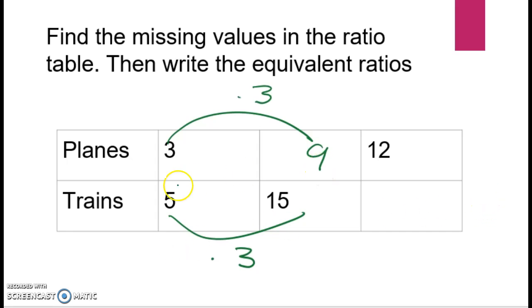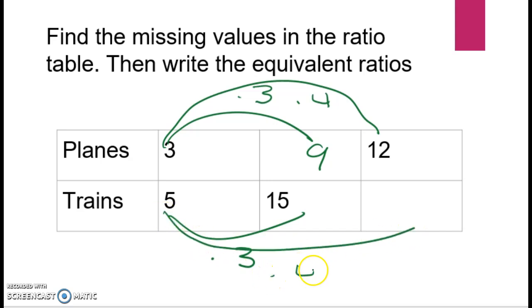And then we need to figure out what goes in this box. So I'm going to go back to 3. I'm going to say 3 times 4 equals 12. So if we do 5 times 4, that's going to give me my answer over here, and that answer is going to be 20.